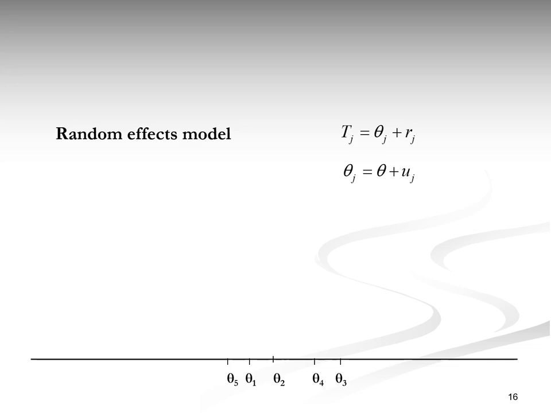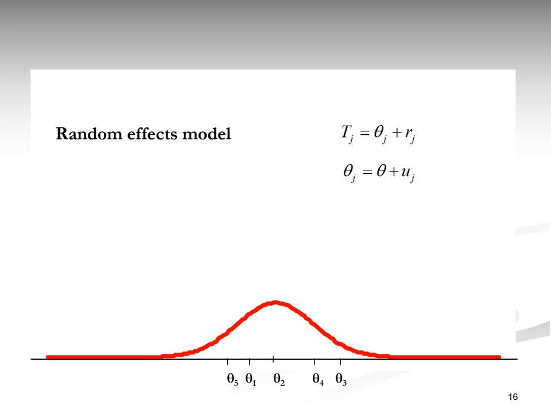So in this model we assume that each study can have its own population effect size. Of course, it's possible that in some of the studies the population effect size is exactly the same. And moreover, we assume that these population effect sizes follow a normal distribution, with mean equal to theta and with variance equal to the variance of U.